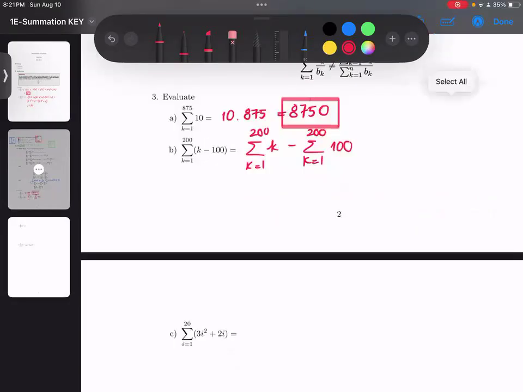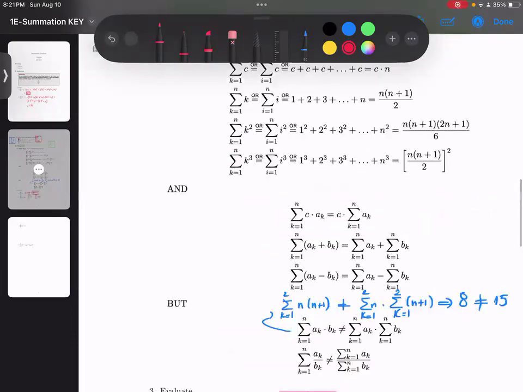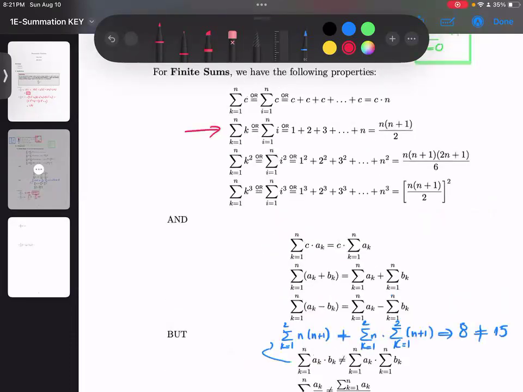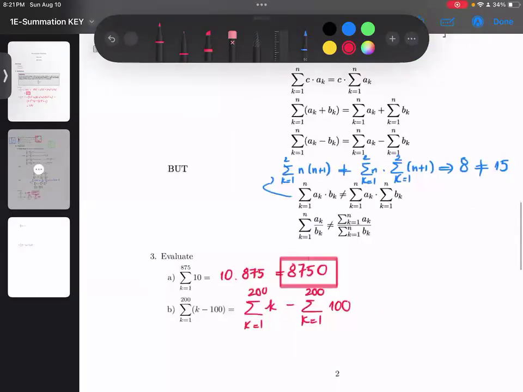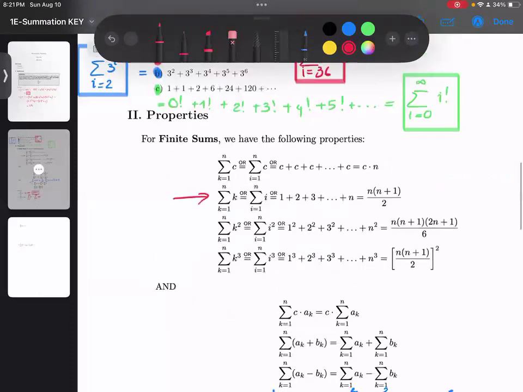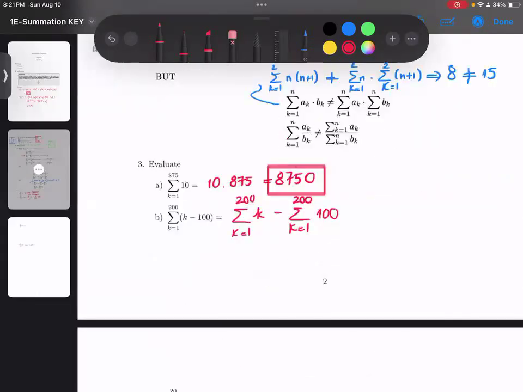For the first sum, we're going to use this rule. You start from k, so 1 plus 2 plus 3 all the way to 200. But instead of doing that, we're going to use this one, right? So here n is 200. So 200 times 200 plus 1 divided by 2. And then for the second summation, it's going to be a constant rule because 100 is a constant. So 100 times 200. Add up 200 times.